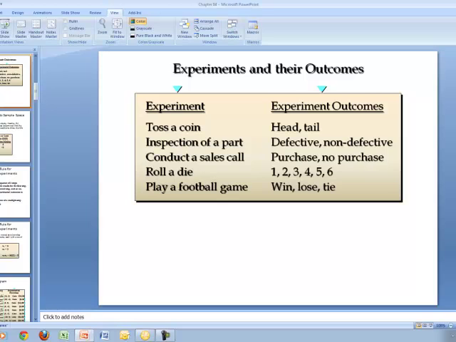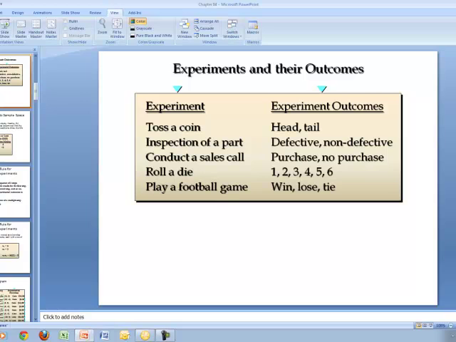Consider an inspector who is inspecting the parts of a factory. When he or she looks at a particular part, there are 2 possible outcomes: 1, the part is defective, or 2, the part is non-defective. When a salesperson knocks on the door trying to make a sale, there are 2 possible outcomes: 1, there will be a purchase, or 2, there will be no purchase.